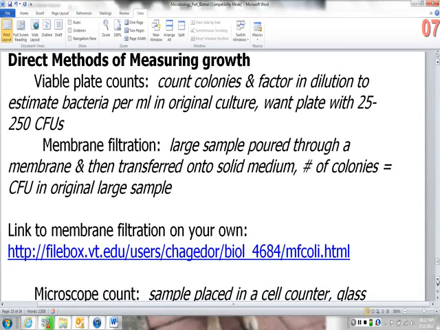It is best to count plates with approximately 25 to 250 CFUs to be sure there is adequate growth, but not too much to be able to accurately count. Membrane filtration may be used to directly count bacteria. This is used for very dilute samples in a rather large volume of fluid, such as water samples. The sample is poured through a membrane and then transferred onto a solid medium. The number of colonies is equal to the CFUs in the original large sample.